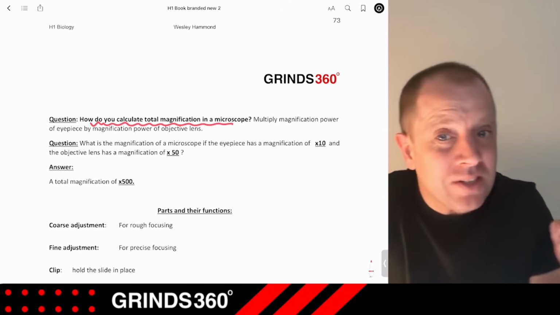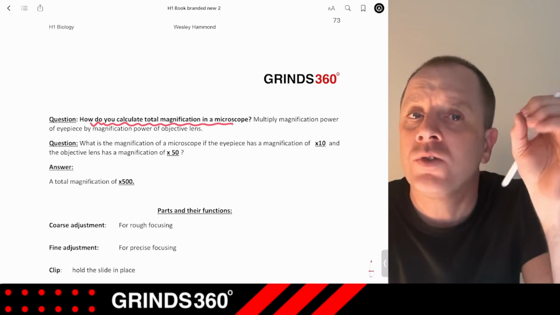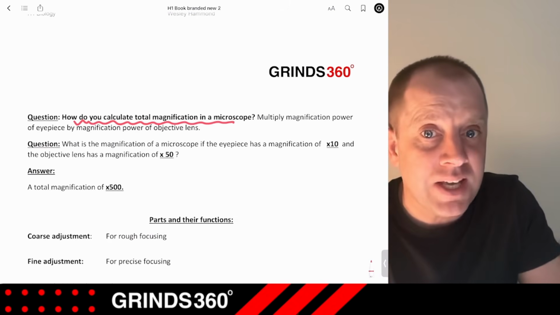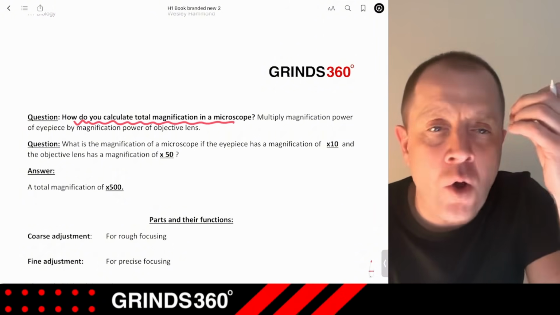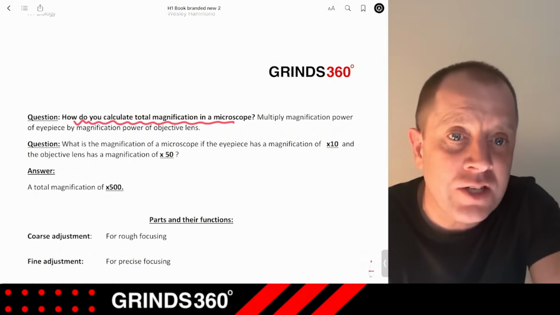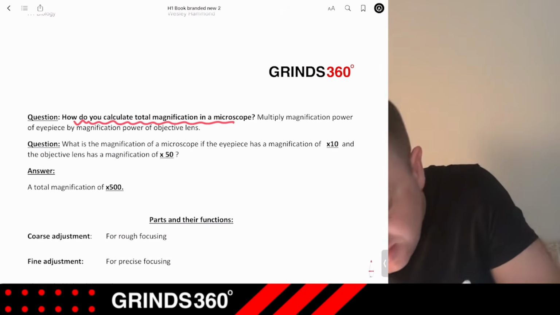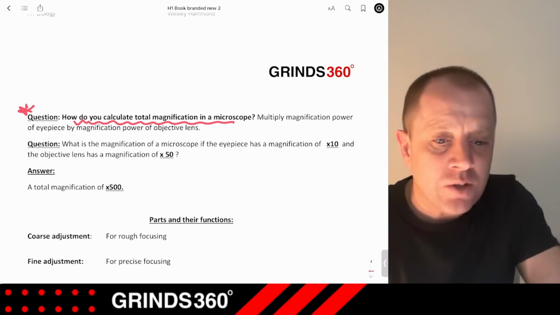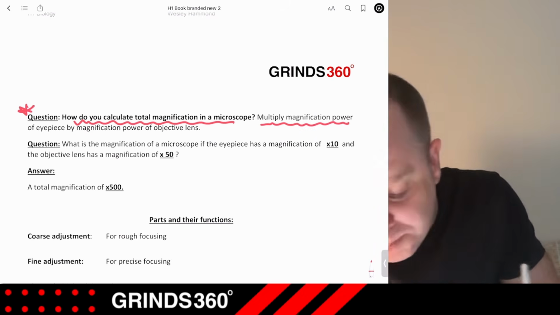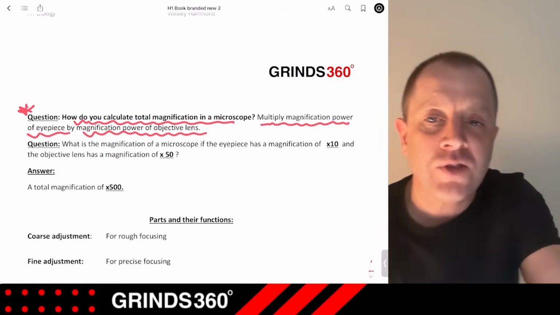Now, but here's the thing. They asked it like this. Was it 2016, I think it was, or was it 2018? They asked this. How do you calculate total magnification? And a lot of people say, oh, you multiply the 2 numbers. But they couldn't actually put it into writing, though. So, yeah, you multiply the 2 numbers. But this year, they asked you to put it into writing, though. So how do you calculate total magnification? You multiply the magnification power of the eyepiece by the magnification power of the objective lens.